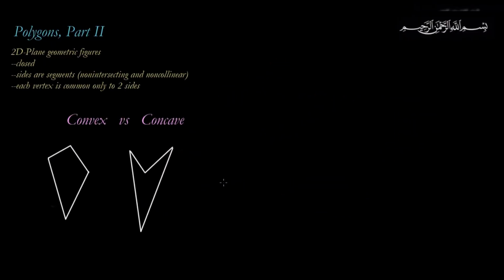Okay, so the first distinction, or the first category of polygons that we should recognize, is that there are two types of polygons. There are convex polygons and there are concave polygons. Okay, so these are different types of polygons. So I've drawn a representative picture of each type. So this is a convex polygon and this is a concave polygon.